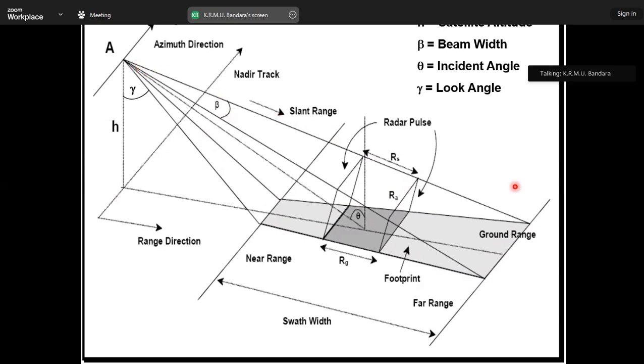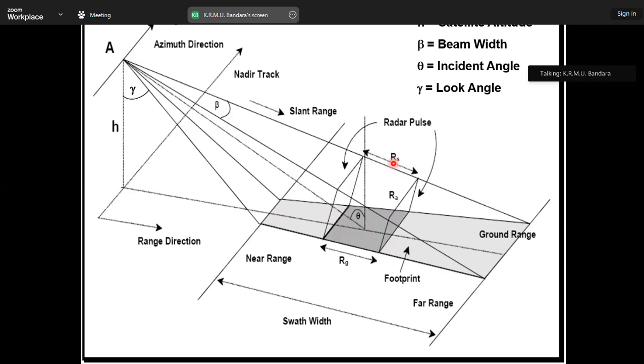This is a slant range. This one is the ground range. This is the ground range. These rays are all slant range. This is the resolution in the slant range.